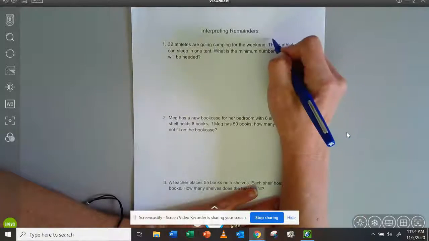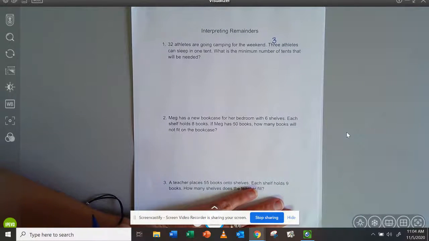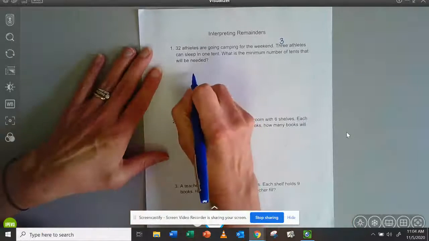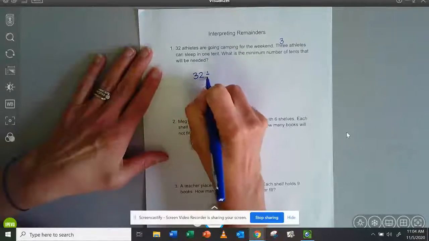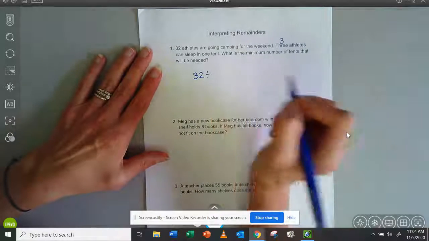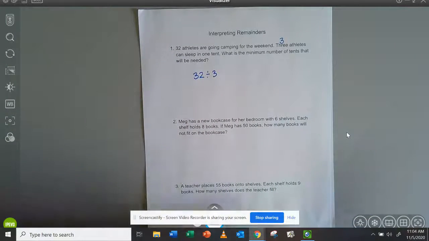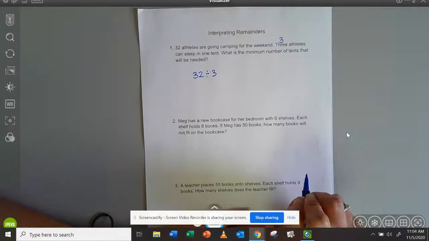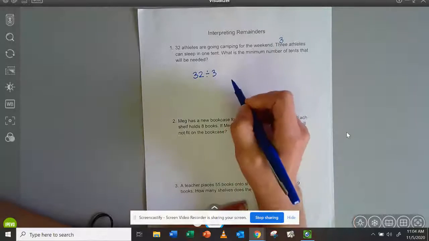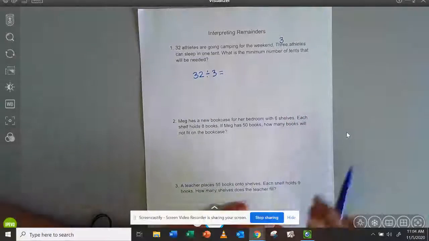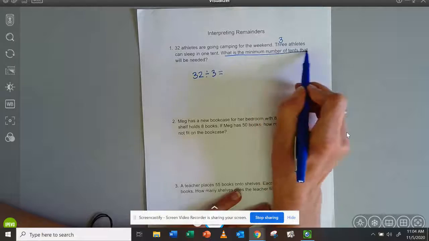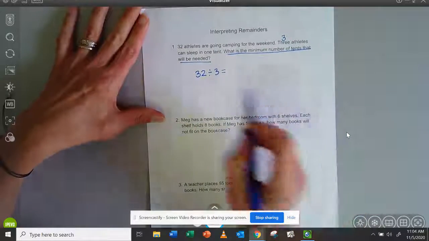Sometimes it's confusing if things are written in words, so I'm going to write that as a number. 3 athletes can sleep in one tent. What is the minimum number of tents that will be needed? So I have a total of 32 athletes, and I want to divide them into groups of 3. My question though is what is the minimum number of tents that will be needed? Okay, so 32 divided by 3.